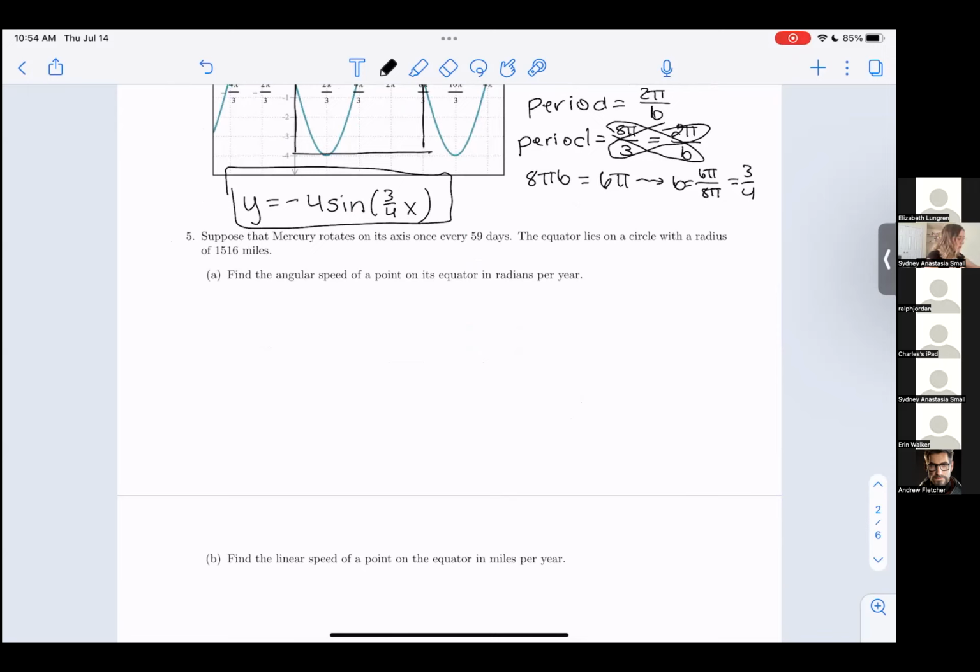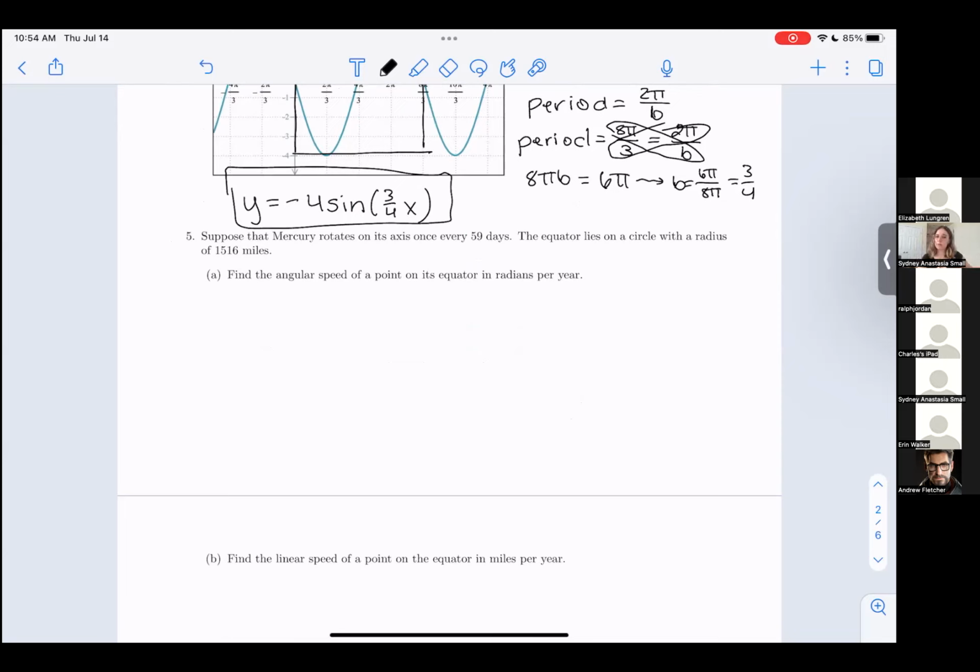Okay, suppose we know that the planet Mercury rotates on its axis once every 59 days. It makes a full revolution once every 59 days. The equator lies on a circle with radius of 1,516 miles. We want to find the angular speed of a point on the equator in radians per year.